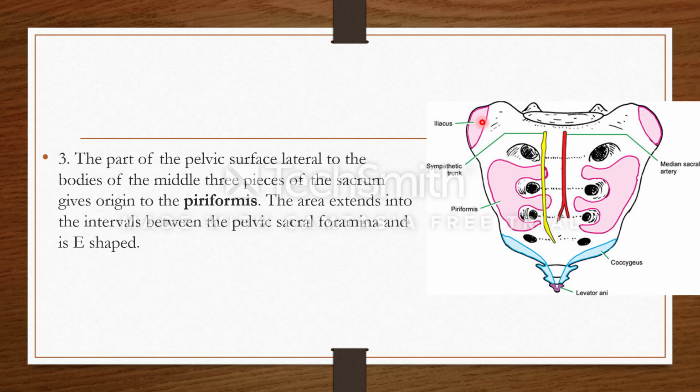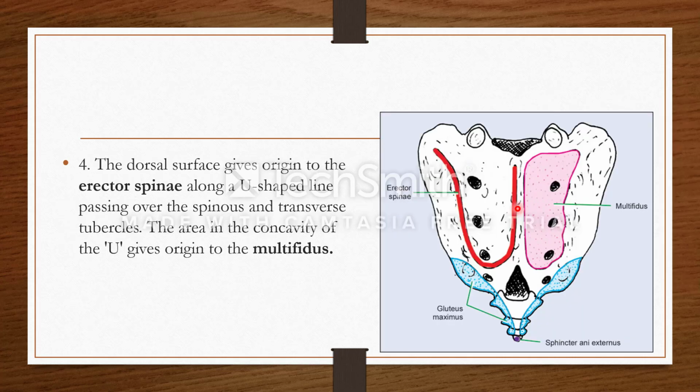Now the part of the pelvic surface which is lateral to the bodies of the middle three pieces of the sacrum gives origin to the piriformis muscle. This is the piriformis muscle. This is an inverted E-shaped muscle which is attached here. The area extends into the intervals between the pelvic sacral foramina and it is E-shaped. This is the piriformis. So up to now we have discussed two muscles. This is the iliacus and this is the piriformis muscle.